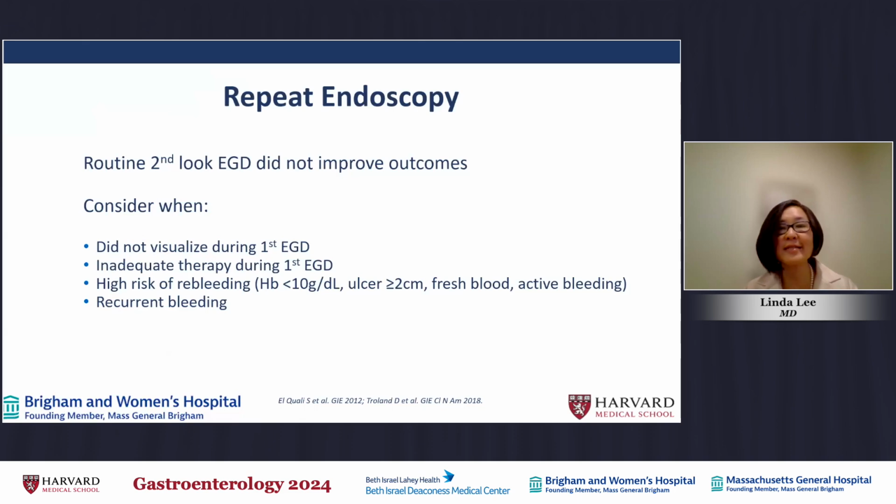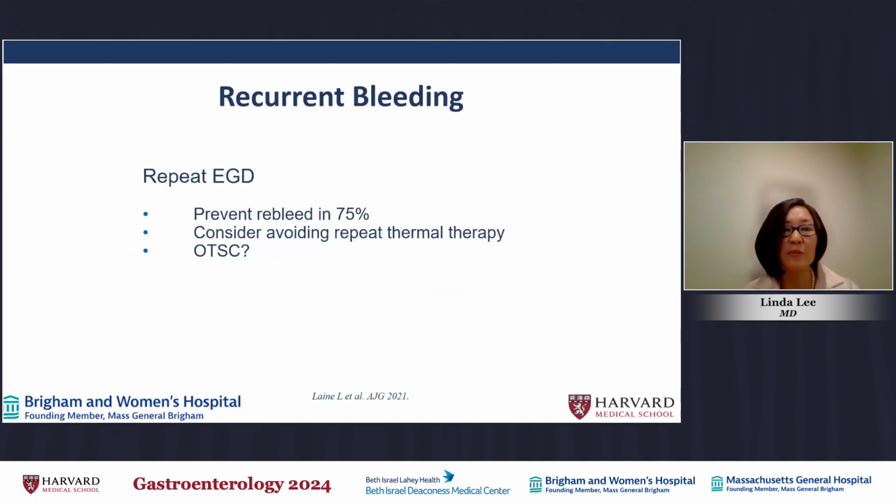Now, routine second look EGD has been shown not to improve outcomes, but you should consider it if you did not visualize things adequately during the initial endoscopy, feel like you didn't render adequate therapy, the patient has a high risk of rebleeding, or of course, if you think the patients are having recurrent bleeding. And absolutely, the first thing that should be done is repeat EGD when patients are rebleeding, because with that second EGD, we're able to prevent rebleeding 75% of the time.